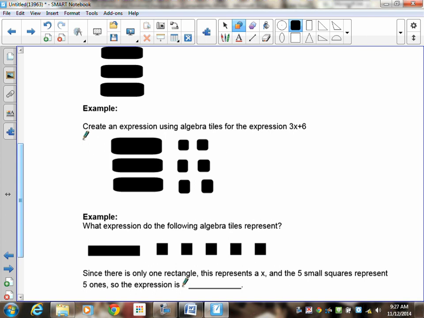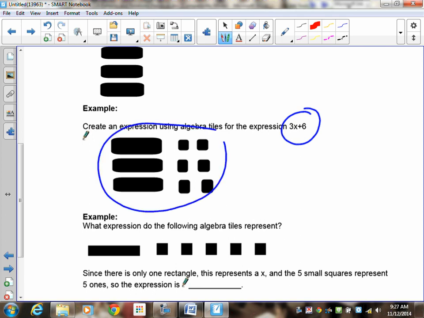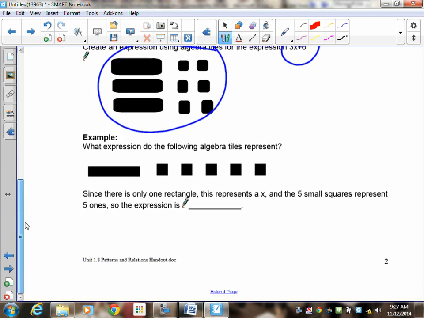So now that you know how to go from what's called the symbolic right here to the actual tiles, let's go backwards. So now we're going to work with expressions, and we're going to get you to go backwards. To do this, we have to identify which ones are the x's and how many we have, and which ones are the 1's and how many we have.